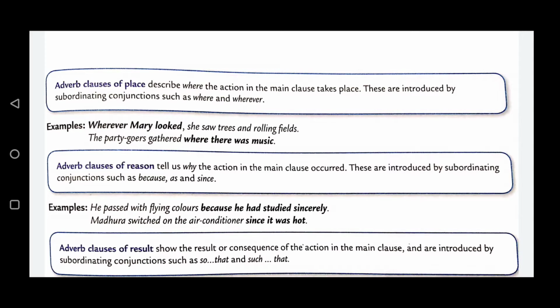Next is adverb clause of reason. Reason means we have already been doing give reasons, give scientific reasons, give historical reasons, give geographical reasons. So reason tells us why the action in the main clause occurred. These are introduced by subordinating conjunctions such as because, as and since. These are the conjunctions used when it is an adverb clause of reason.